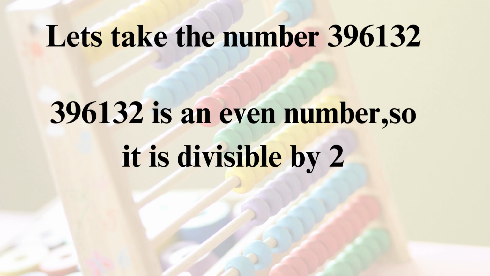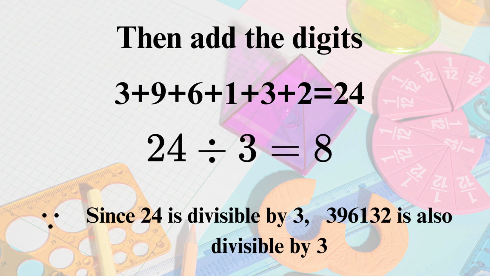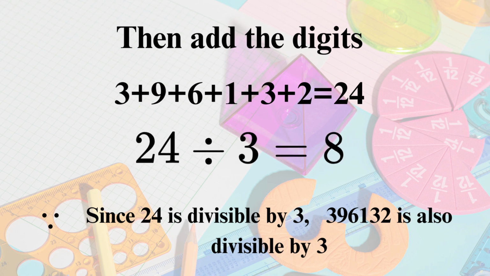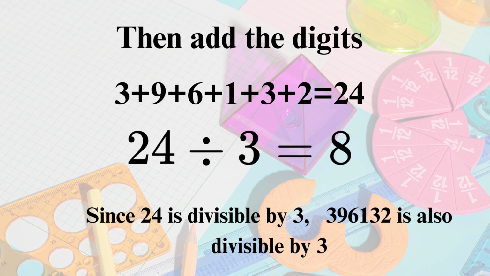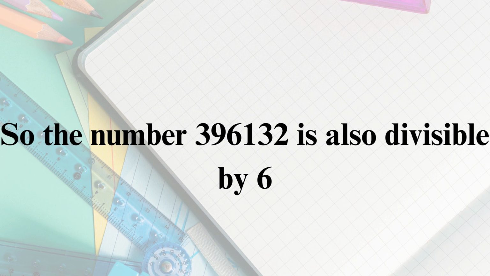396132. If you look at the ones place, we have a 2. That means the whole number is an even number, so it is divisible by 2. That means the test of divisibility of 2 is confirmed. Now let's see the test of divisibility of 3, which means we sum up all the digits of that particular number and we get 24. If we divide 24 by 3, we get the quotient 8. That means it is completely divisible by 3. So once it is divisible by 2 and by 3, the whole number is divisible by 6.